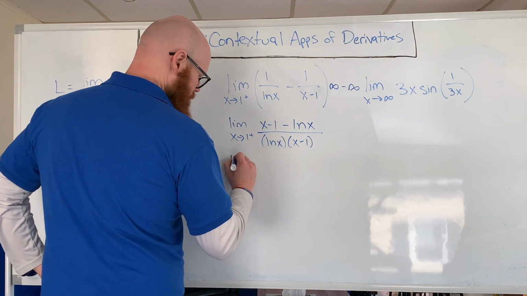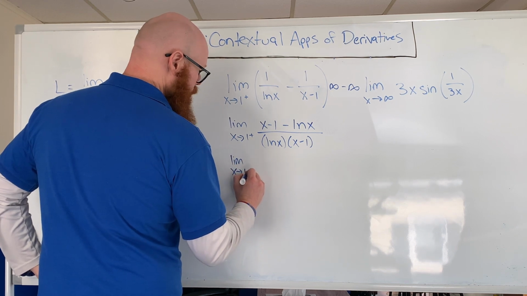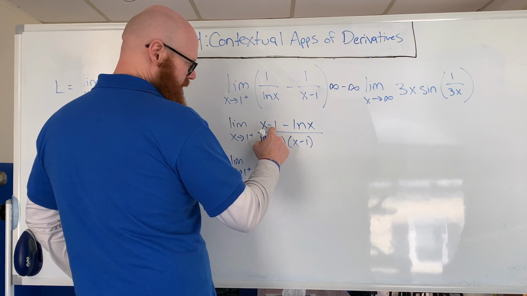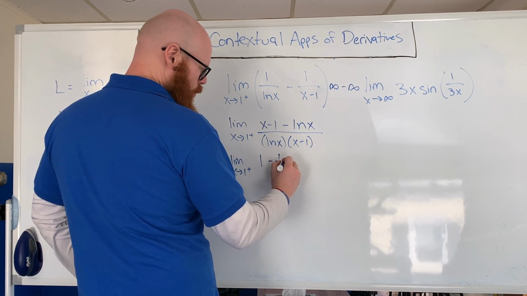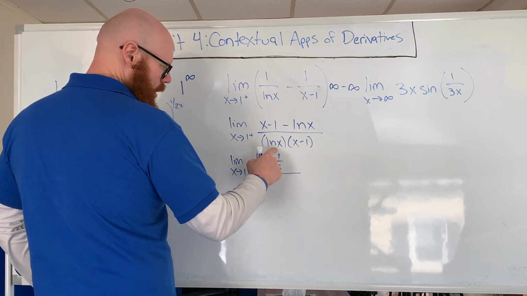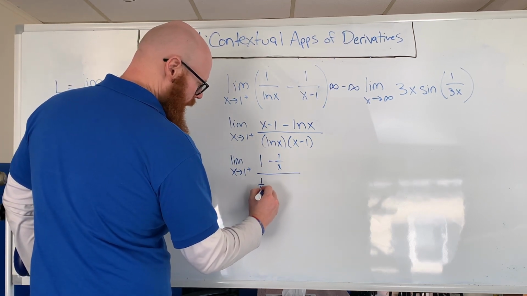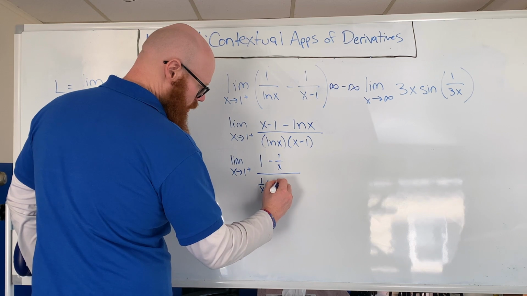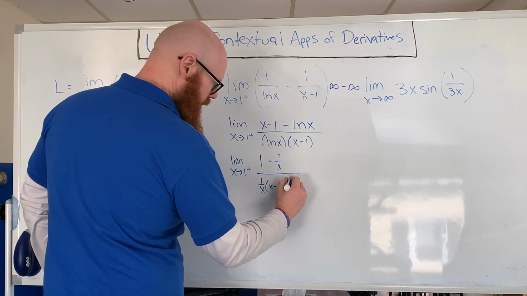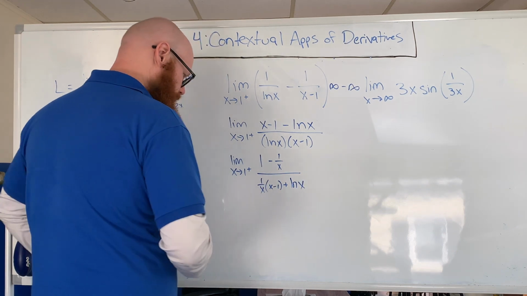So the limit as x approaches 1 from the right: the derivative of this is 1, the derivative of this is 0, the derivative of that is 1 over x. On the bottom, I'm going to do the product rule. So the derivative of this is 1 over x times the second one, plus the derivative of the second one, which is 1 times this, which is ln x.